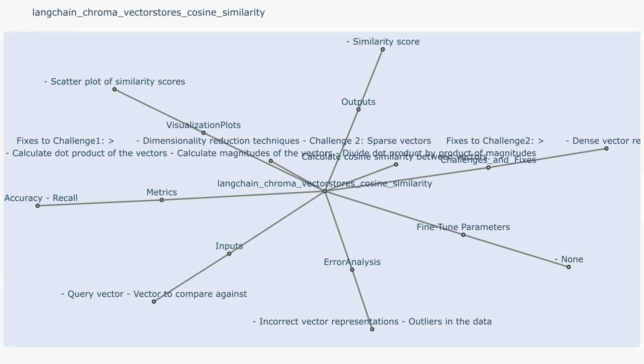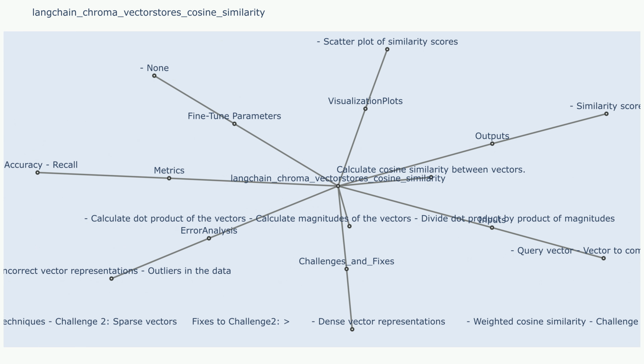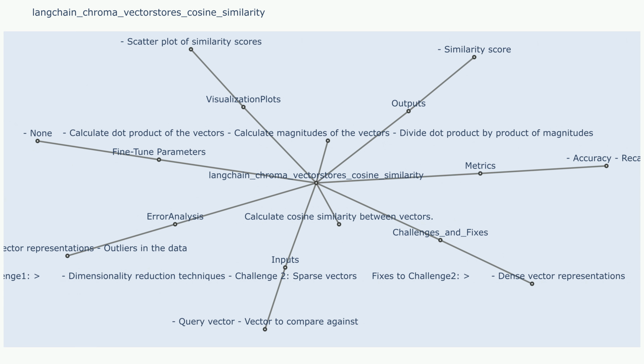Visualization plots. Visualization plot 1, scatter plot. This can be used to visualize the distribution of similarity scores and identify potential clusters of similar documents. Visualization plot 2, heat map. This can be used to visualize the similarity between all pairs of documents in the vector store, highlighting areas of high and low similarity.